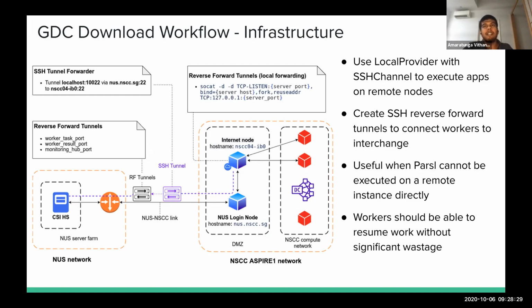So within the main Parsl application, we create an SSH tunnel to the head node and open up 3 separate reverse forward tunnels to allow traffic to travel back and forth between workers and Parsl. So we use the local provider with SSH tunnel to execute apps on remote nodes. These reverse forwarding tunnels are baked into the overall program, the main application. But you should bear in mind that workers might get killed arbitrarily by the monitoring agent of the head node. So your apps need to be resilient against hard exits.